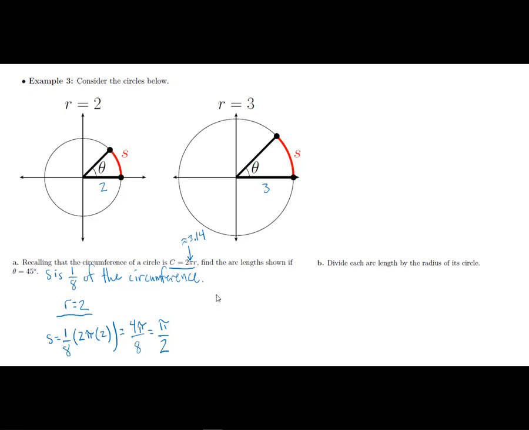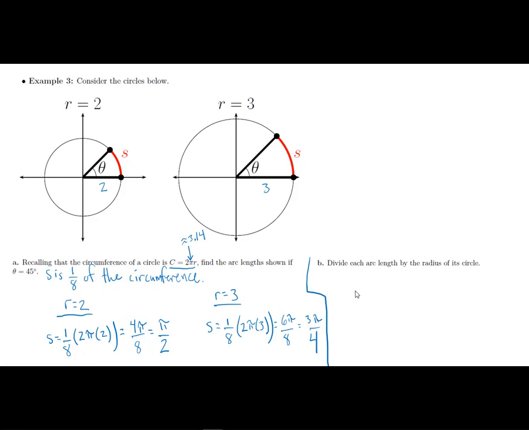And I can apply the same principle to the circle of radius 3. Again, 45 degrees is still 1/8 of the circle, so let's take 1/8 of the circumference. But this time the circumference is calculated by 2 times pi times 3, since 3 is my radius. So that becomes 6 pi over 8, which is 3 pi over 4. All right, so we've answered the question in part A. We've found the arc lengths shown in the two pictures above.